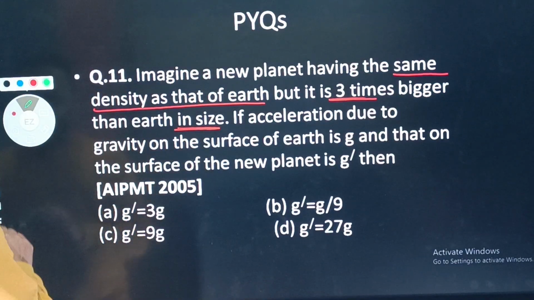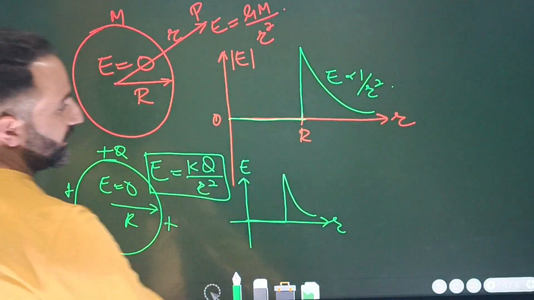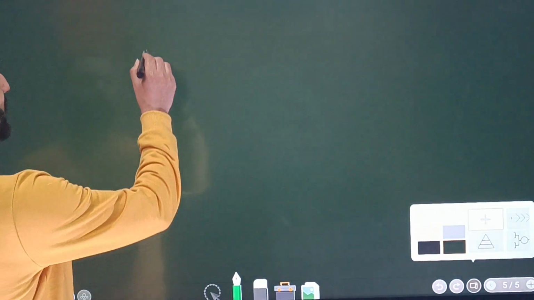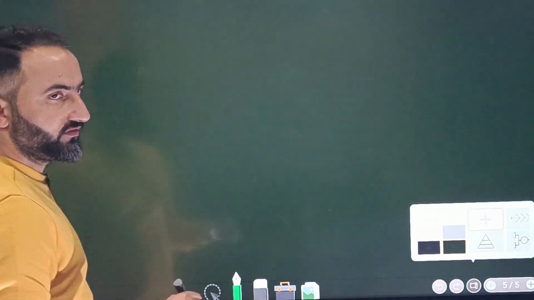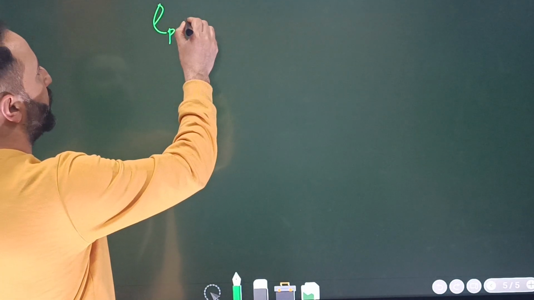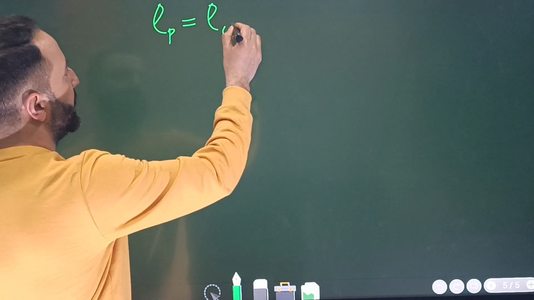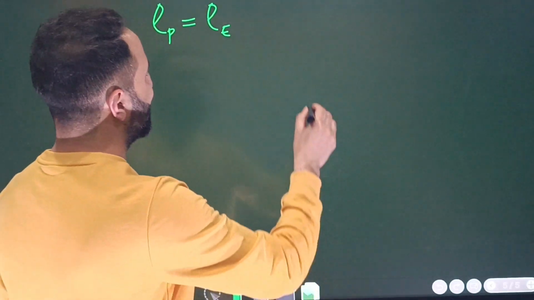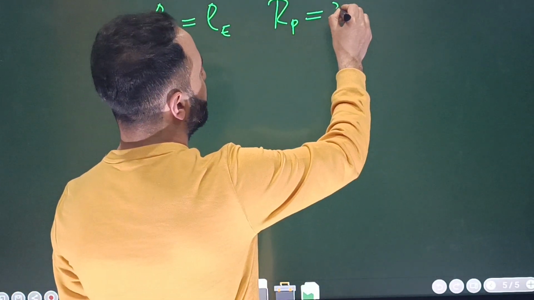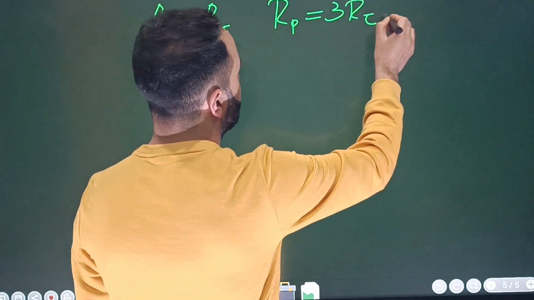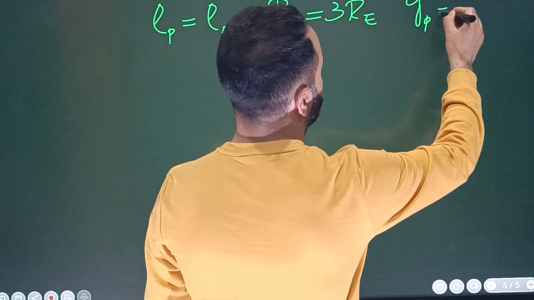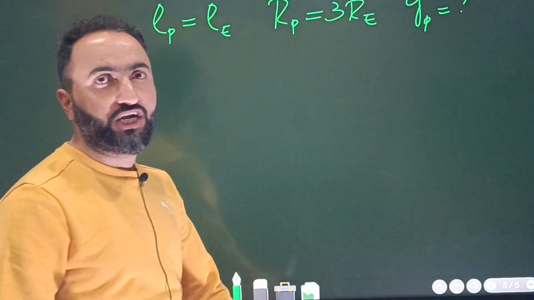So it is like this. What is the question? There are two planets. For example, the density of the planet P is equal to the density of the Earth, and the radius of the planet P is equal to 3 times the radius of the Earth. And you are supposed to calculate this g_P, the acceleration due to gravity on the surface of the planet in terms of g.